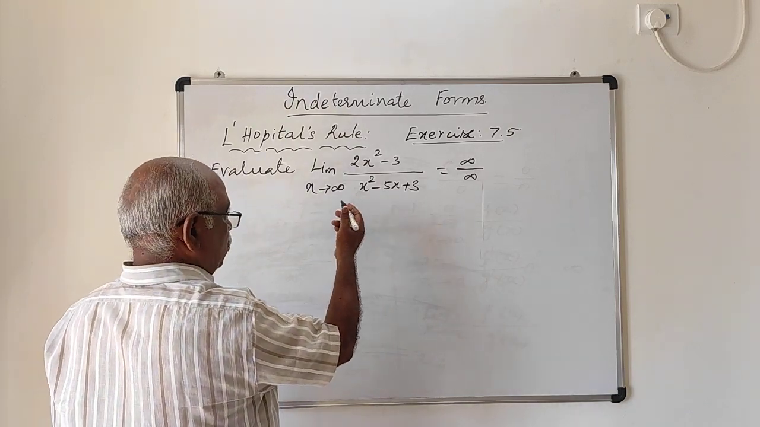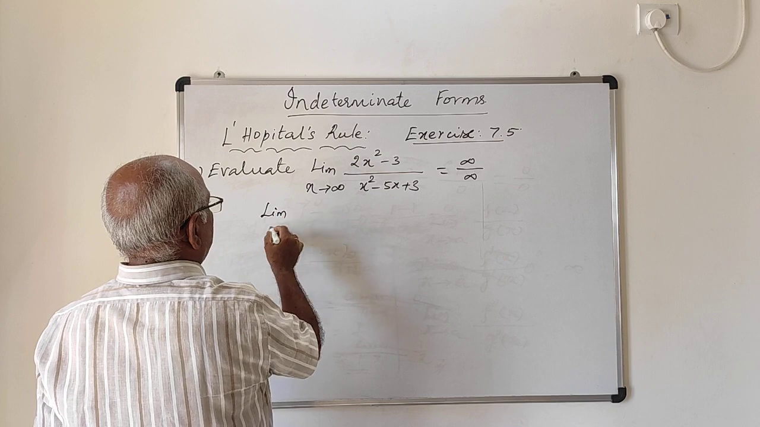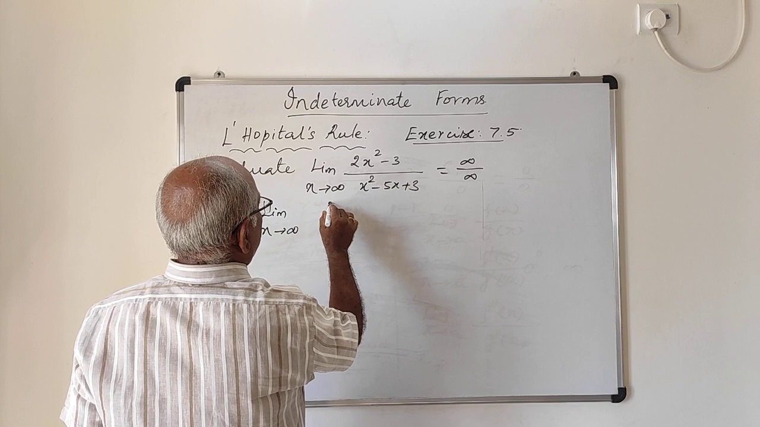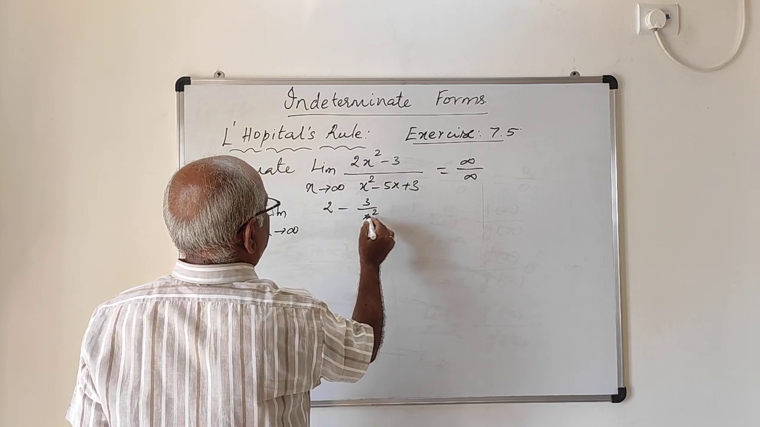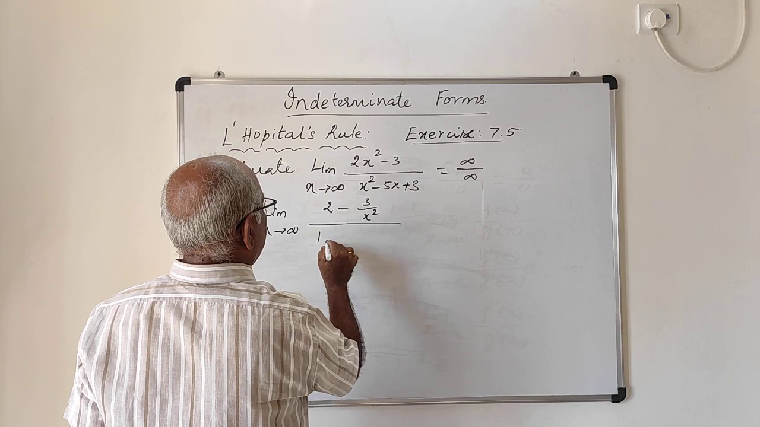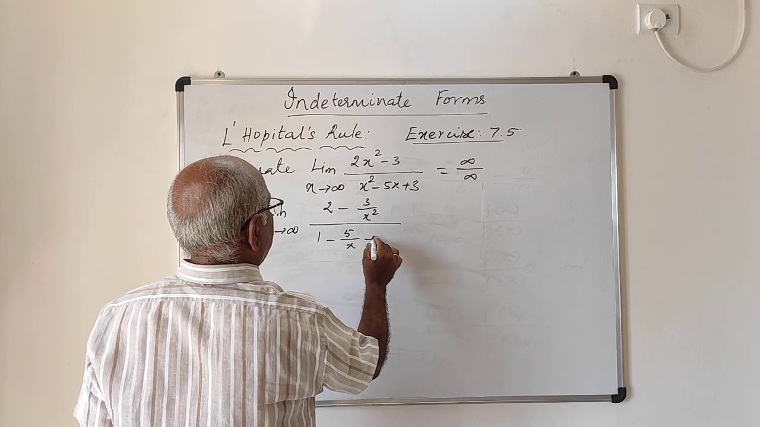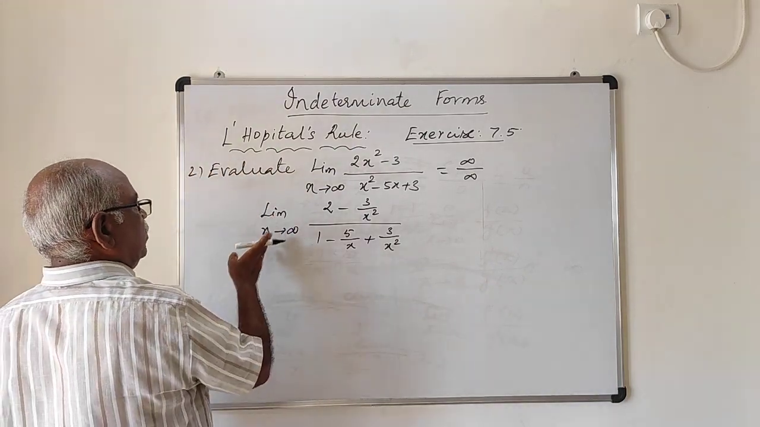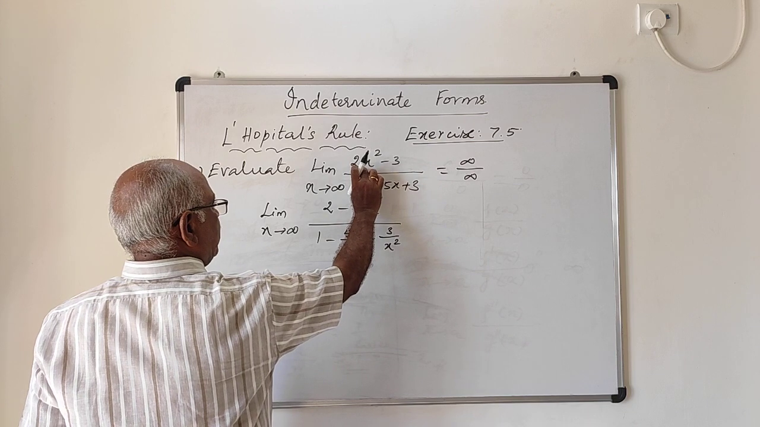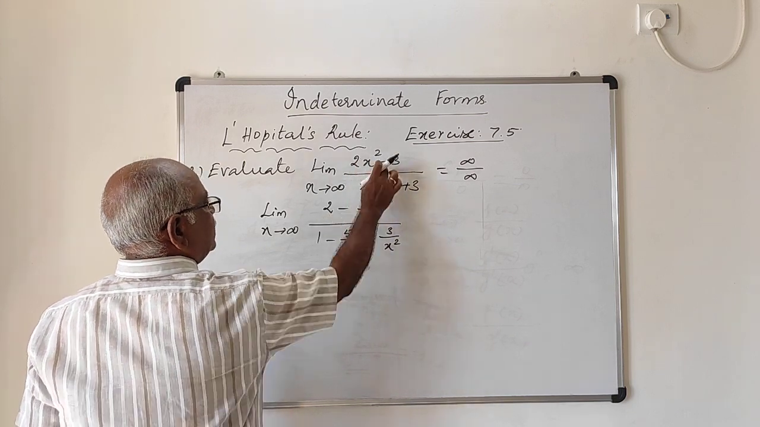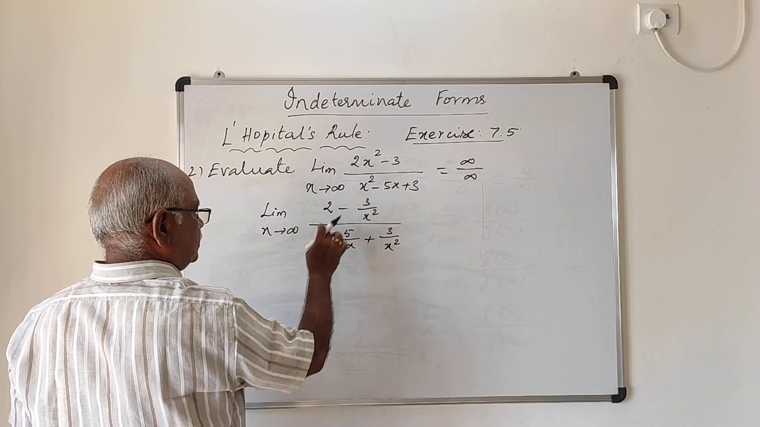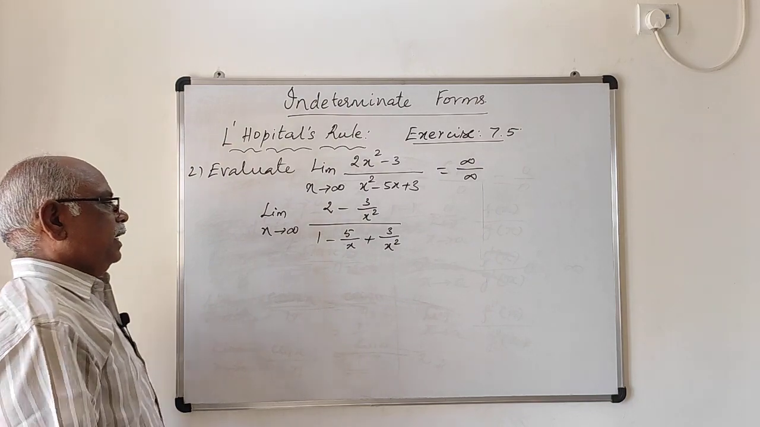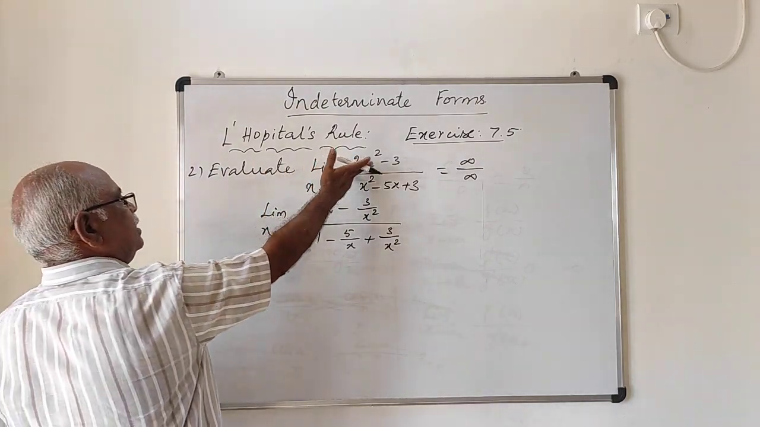Okay, in this case, before Hopital's rule, we have one more idea. You divide both numerator and denominator by x². Before applying the limit, you divide the entire numerator by x²: 2x² by x² is 2, minus 3 by x². In the denominator, x² by x² is 1, minus 5x by x² is 5 by x, plus 3 by x².